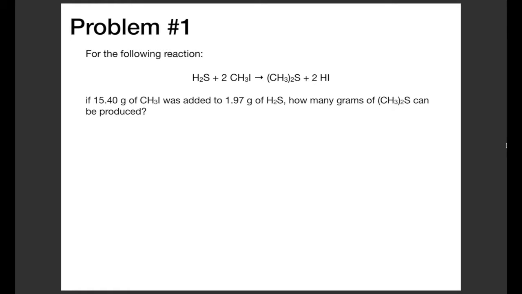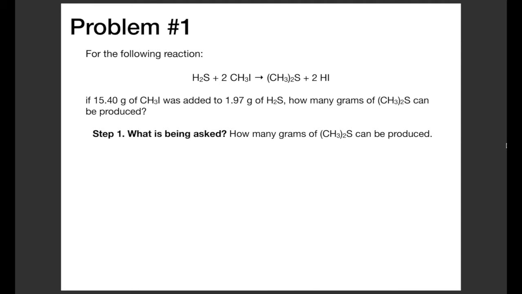In this first problem, we're going to look at the reaction of dihydrogen sulfide plus 2 methyl iodides forming dimethyl sulfide plus 2 hydroiodic acids. If we have 15.40 grams of methyl iodide and we add that to 1.97 grams of dihydrogen sulfide, how many grams of dimethyl sulfide will we produce?